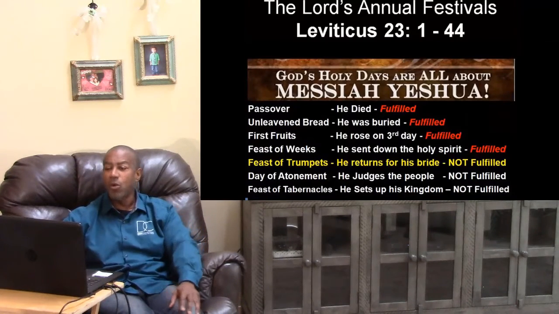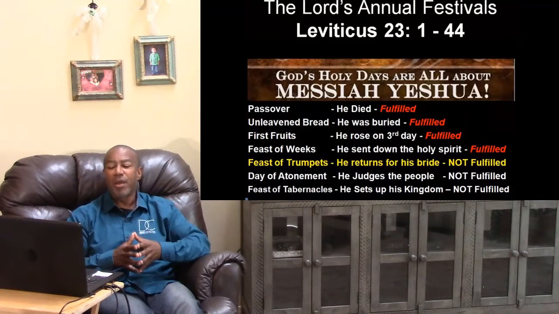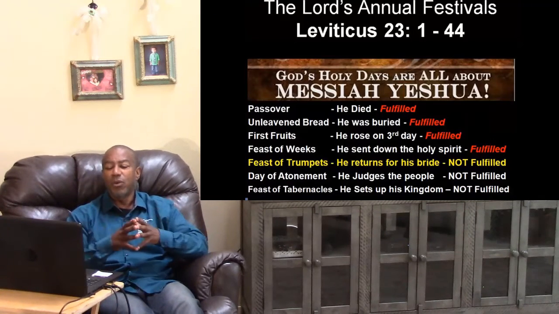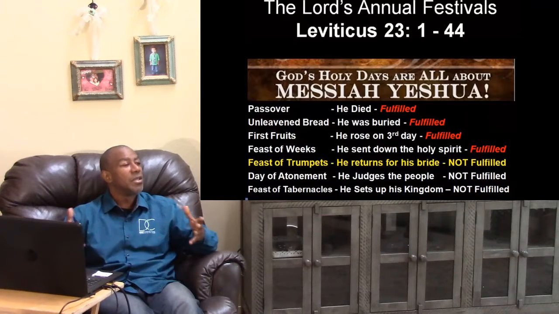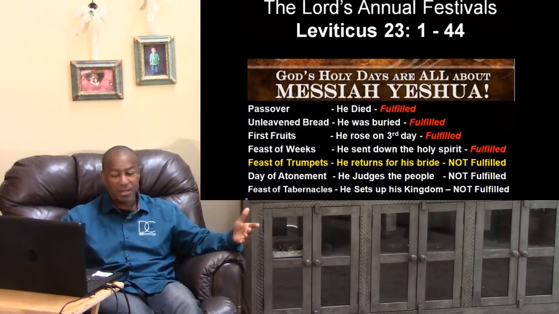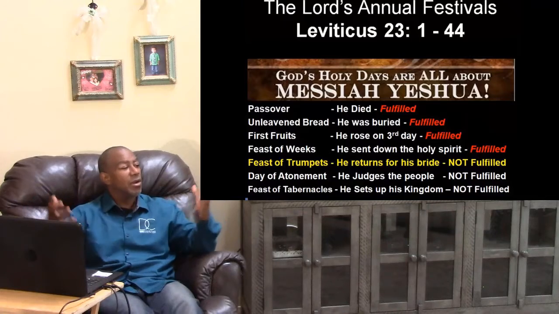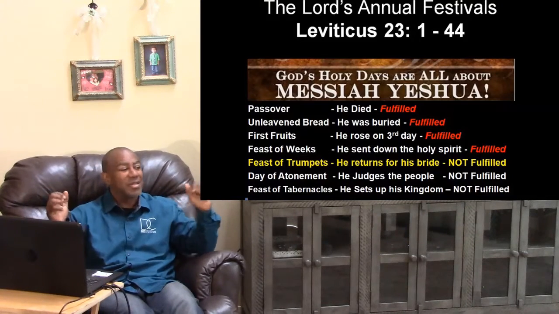And then, of course, our holy days, you can read about that in Leviticus 23, verse 1 through 44. The Lord's Passover is when He died. He was buried on unleavened bread. He rose on first fruit. He came and gave down the Ten Commandments from Mount Sinai to Moses and the Israelites on the Feast of Weeks.